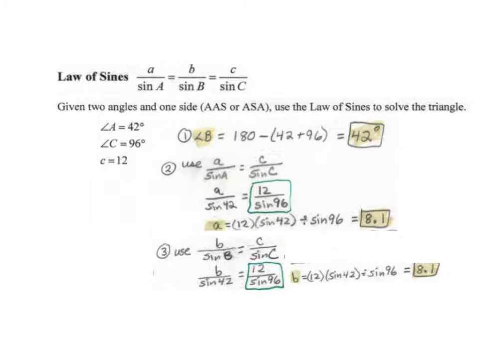The law of sines is given as 3 equal fractions, but you will only use 2 at a time depending on what you're given. For example, in this case we're given A's and C's, so we'll use a over sine of A equals c over sine of C.